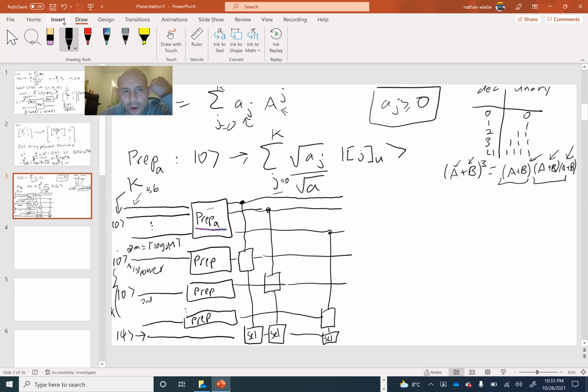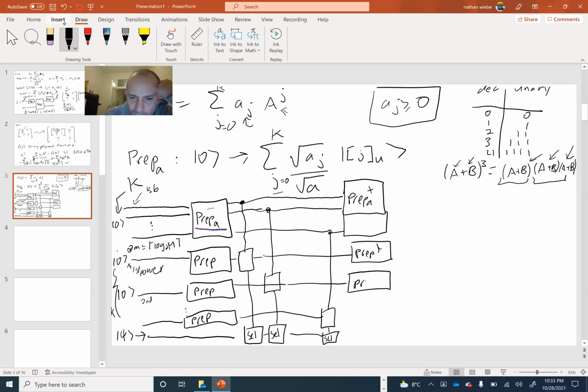And now, just like we did before with linear combination of unitaries, we needed to unprepare all of these different operations. So we'll put prep through a dagger. I guess this is going down here in a dagger, and this is prep dagger. This is prep dagger and prep dagger. And then we're going to define success over here to be the case where all of these are going to be measured as 0.